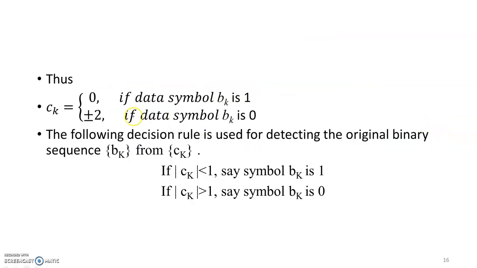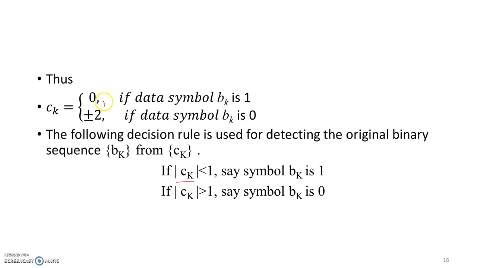So Ck has the value 0 if my binary symbol is 1, and it takes the value plus or -2 if my binary symbol is 0. So for your decision rule, we have to take a threshold. So we take the threshold as 1. I take a threshold in between these two sequences. I take the threshold as 1.